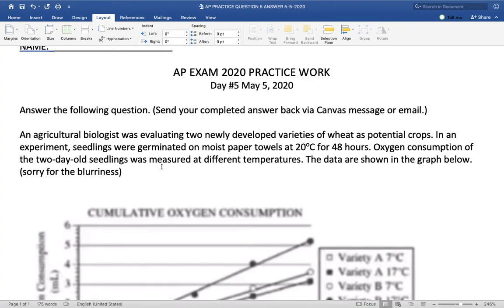AP Biology students, I want to go over the answer to question 5, an AP review question for our test, and this question involves cellular respiration. An agricultural biologist was evaluating two newly developed varieties of wheat as potential crops. In an experiment, seedlings were germinated on moist paper towels at 20 degrees Celsius for 48 hours. Oxygen consumption of the 2-day-old seedlings was measured at different temperatures. The data are shown in the graph below.